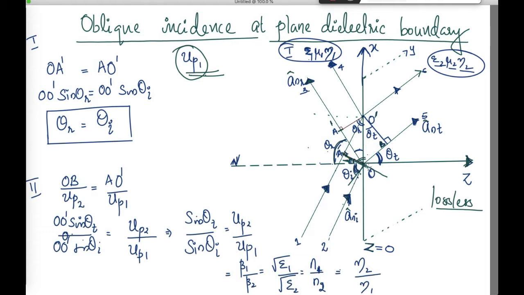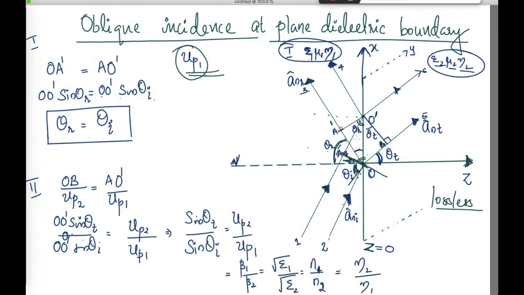So in the right angled triangle OAO dash, what we know is angle O is theta I. If angle O is theta I and A is 90 degrees, then OO dash is the hypotenuse, and AO dash is the opposite. Opposite by hypotenuse is sine theta I, so AO dash is equal to OO dash sine theta I. So you got AO dash in terms of sine theta I.